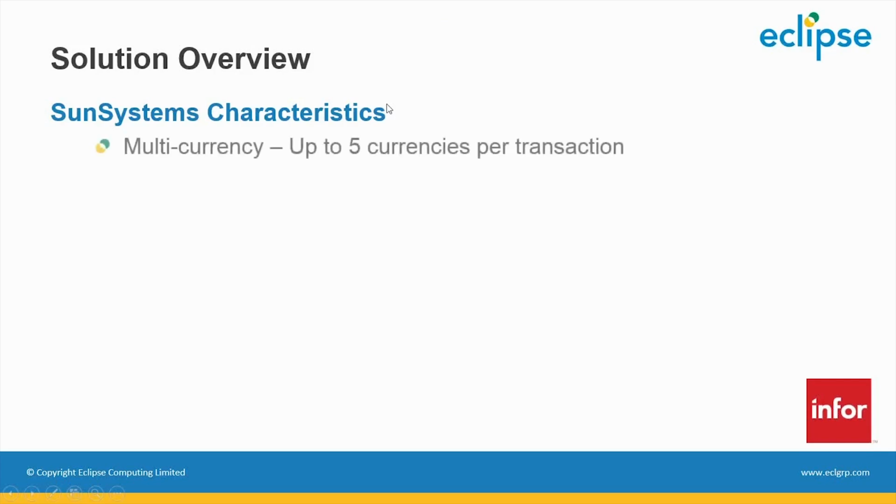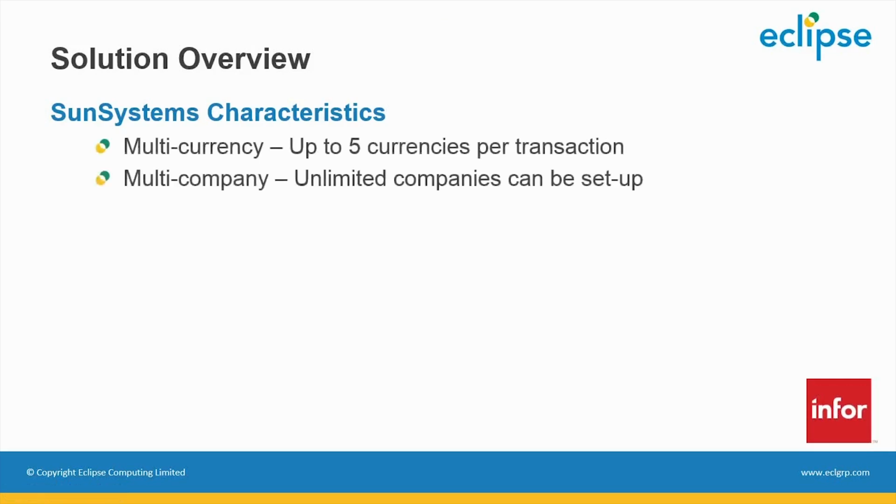So just to recap, these are not necessarily characteristics that are specific to SunSystems 6. These are the fundamental strengths of SunSystems as a solution itself. These are the things that have always made Sun, in our view at least, and hopefully in the view of our customers, a great solution. Where it's always been strong is multi-currency. Certainly in the latest versions 5 and 6, you can have up to 5 different currencies per transaction.